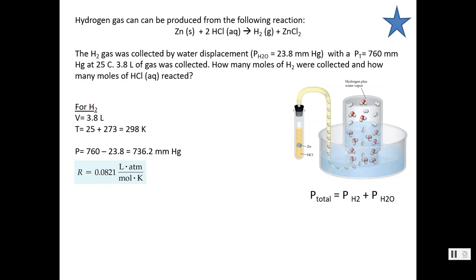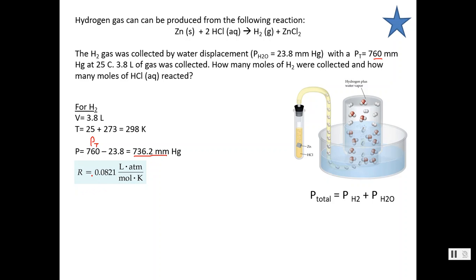For the pressure of hydrogen, here is where we're going to have to use Dalton's law of partial pressures because we collected this gas over water. The pressure of the hydrogen gas is going to be equal to the total pressure of the system, which was given as 760, subtracted from the partial pressure of water, which was given as 23.8 millimeters of mercury. When doing that subtraction, we then get 736.2 millimeters of mercury. So that is going to be our pressure of hydrogen gas.